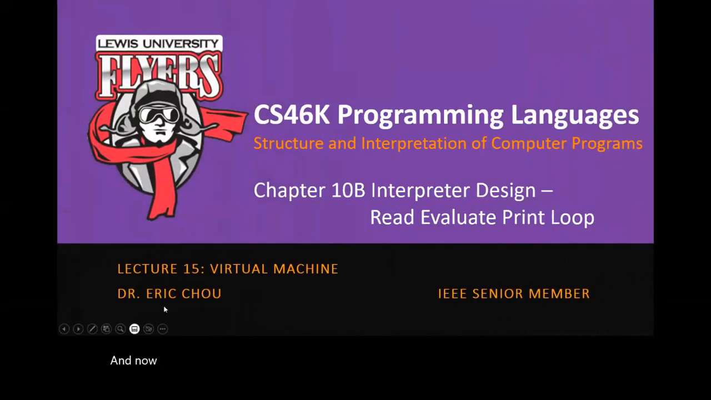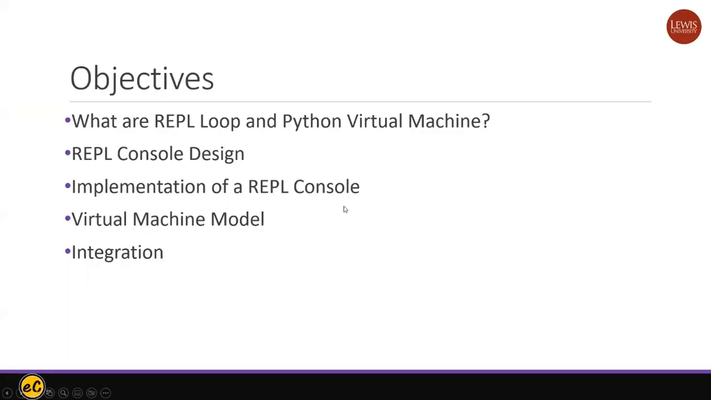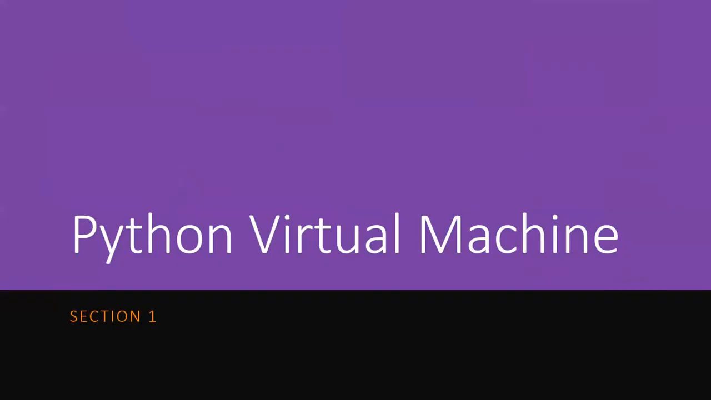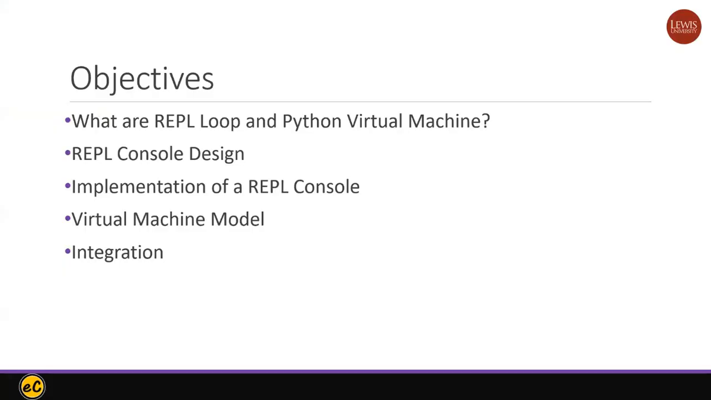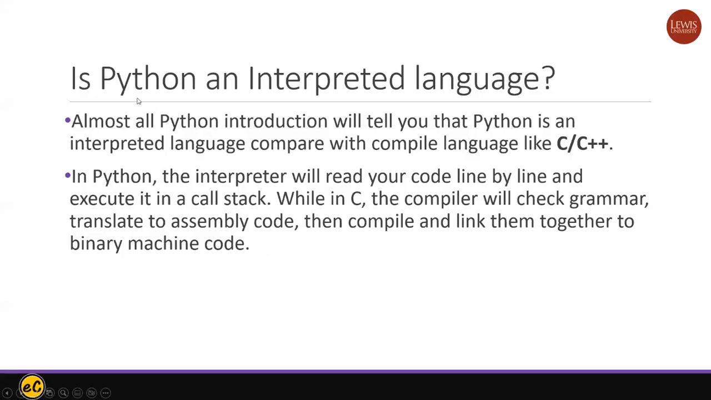Read, evaluate, print, loop is the interpreter that you see on the Python console. Then you take your Python input and run it on the virtual machine. So you need to understand the virtual machine model. Python is an interpreted language, so basically the interpreter will convert it to virtual machine bytecode and then run it on the virtual machine.